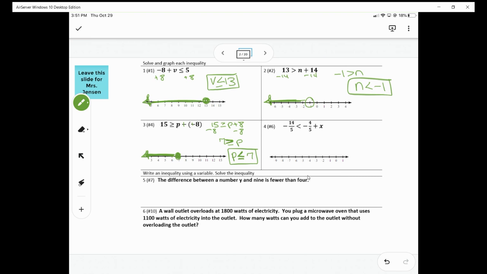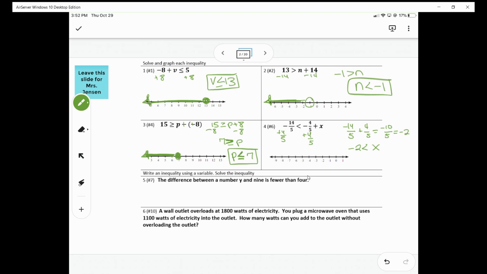With number 4, on the side with the variable, we're currently adding -4/5. So to undo that negative, we're going to add 4/5 to both sides. And -14/5 plus 4/5 is -10/5, which equals -2.